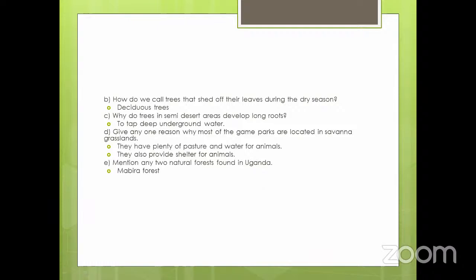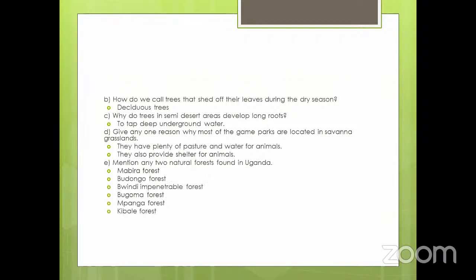So let's start. Yusuf? Yes, Dan. Maramagambo Forest. Maramagambo Forest, good. Any other person? Namwasa Forest. There are very many. We cannot mention all of them. Okay. I'm happy that you know some of them are there.